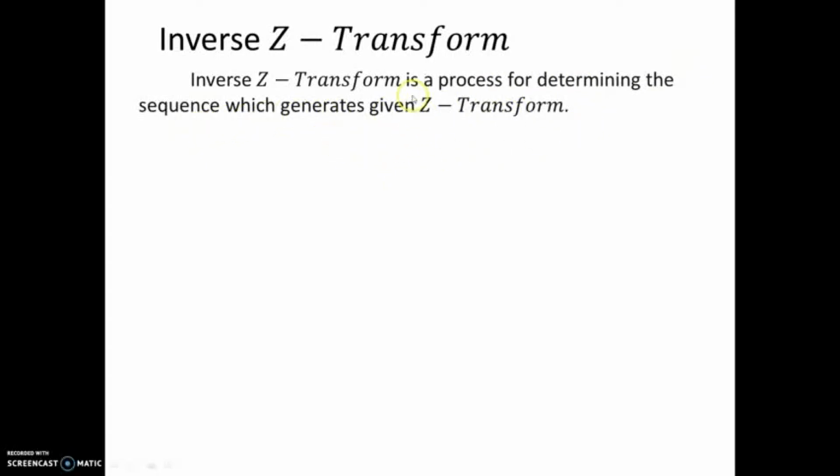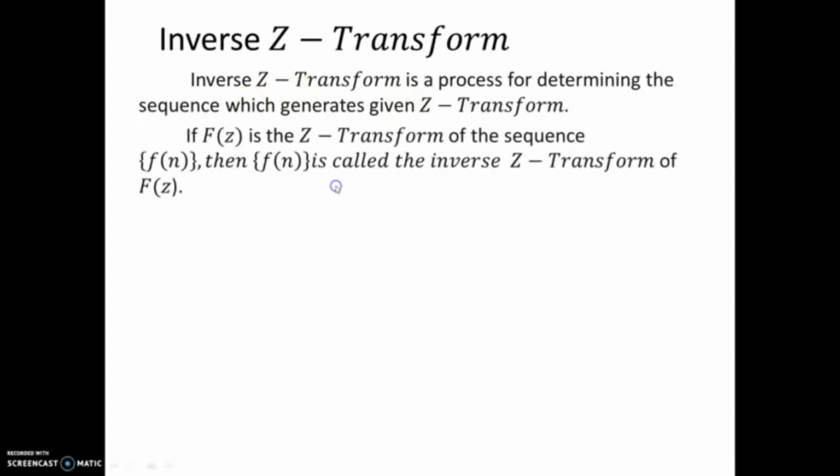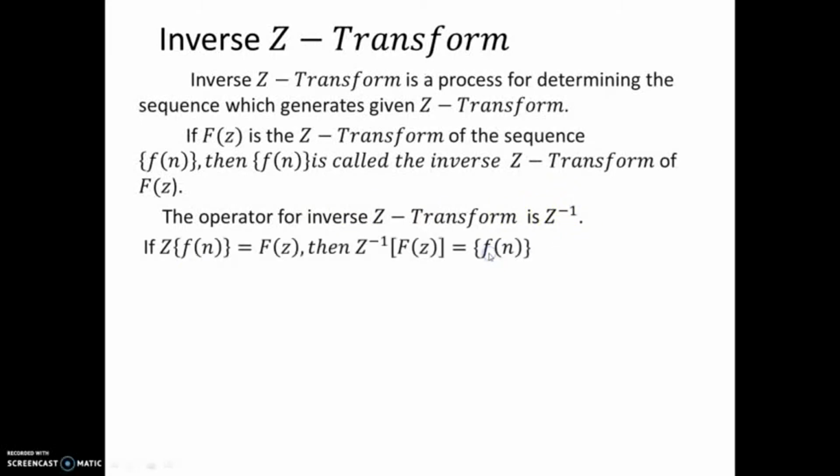Already we know that if capital F of z is the Z transform of the sequence f of n, inverse Z transform is the reverse process of Z transform. Then the sequence f of n is called the inverse Z transform of the function F of z. The operator for inverse Z transform is capital Z power minus 1. That is, if Z transform of f of n equals F of z, then Z inverse of F of z equals the sequence f of n.